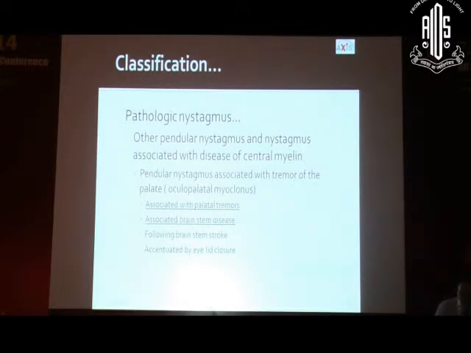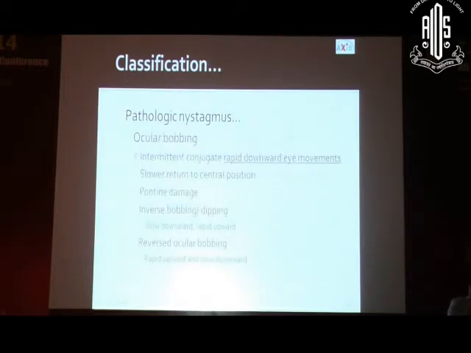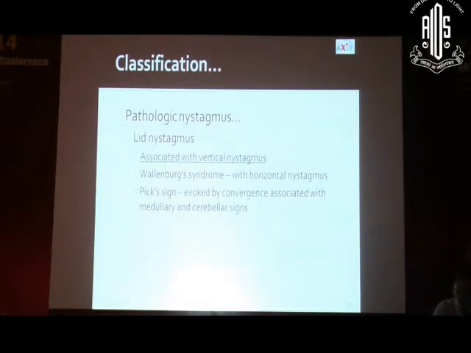Now, in other cases, the nystagmus could be associated with tremors of the palate, which is called oculopalatal myoclonus. So this is associated with palatal tremors, and it could be associated with brainstem disease. In addition, we have other kinds which will be associated with Whipple's disease, in which there are GI events, oculomasticatory oscillations, and vertical gaze palsy. Ocular bobbing refers to rapid downward eye movements. It's usually because of pontine damage. Lid nystagmus can also be associated with vertical nystagmus.